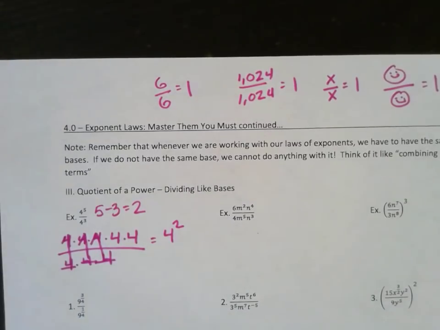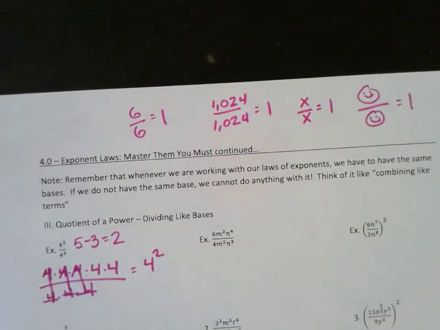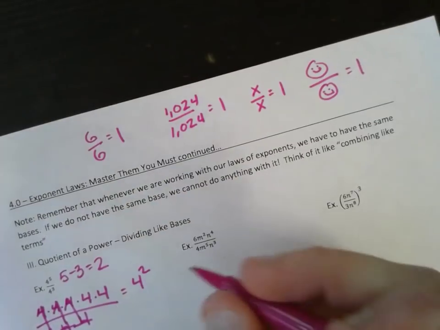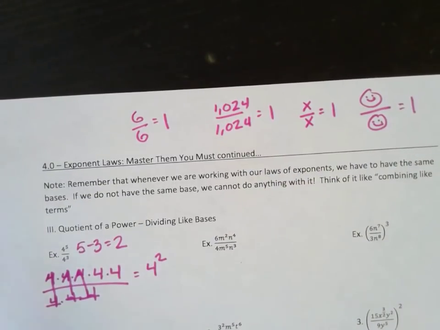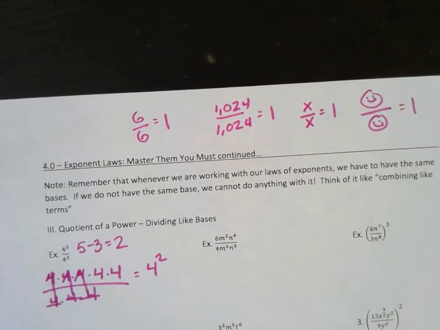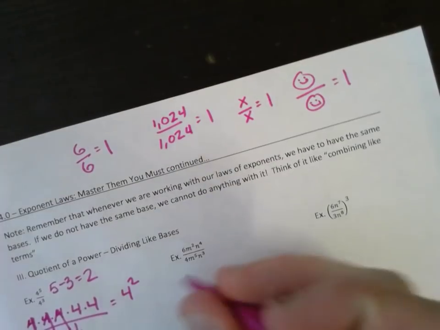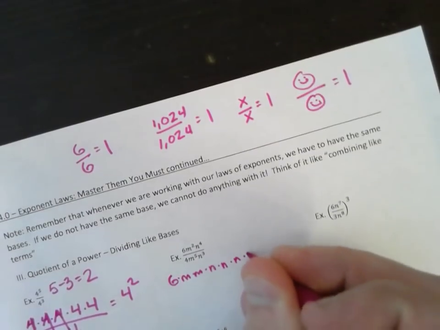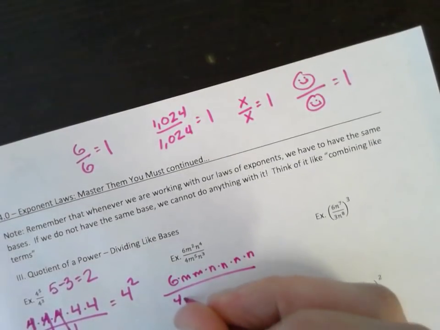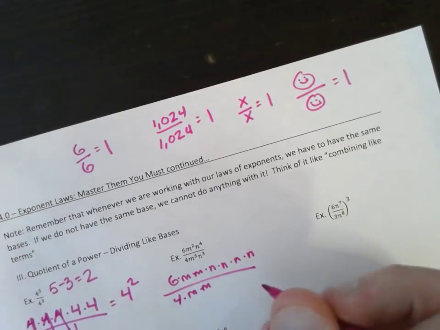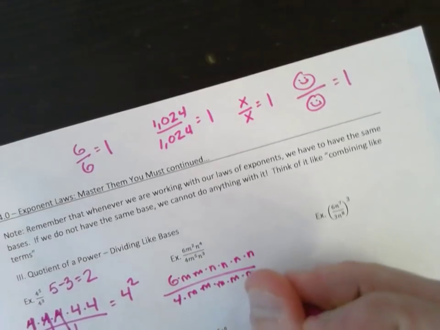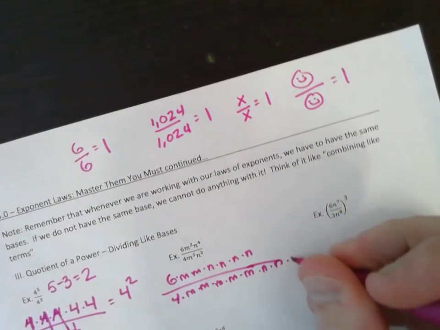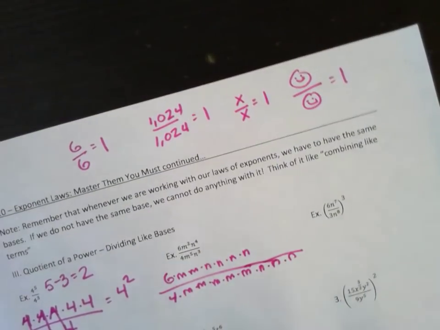Okay? Second example, 6m squared n to the 4th over 4m to the 5th n cubed. Now, I'm going to expand it once again. You do not have to keep expanding it; you can if you want to, but you don't have to. So I'm going to expand it. 6 times m times n times n times n times n over 4 times m times m times m times m times m times n times n times n. Oh, I forgot an n. There it is. If I expand this out, this is what I have.